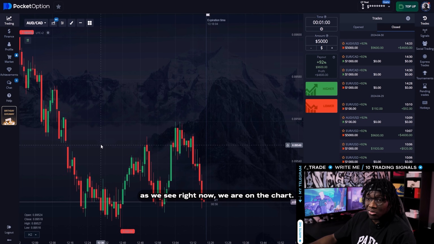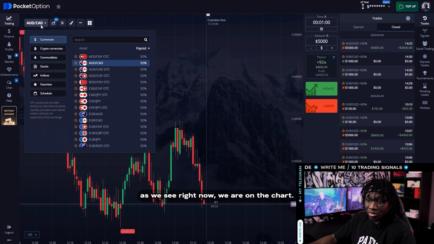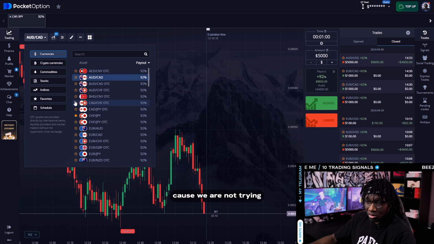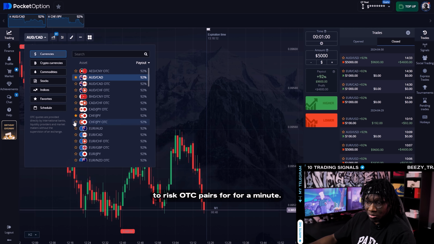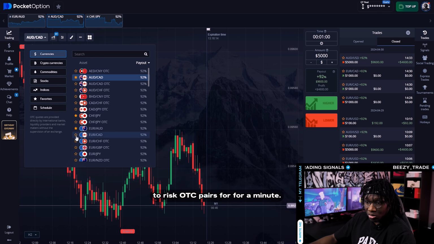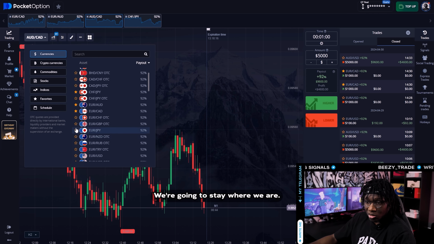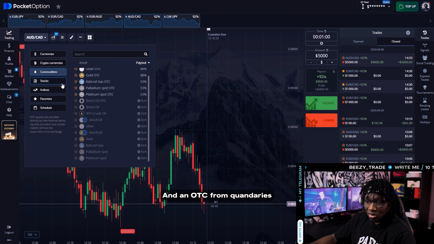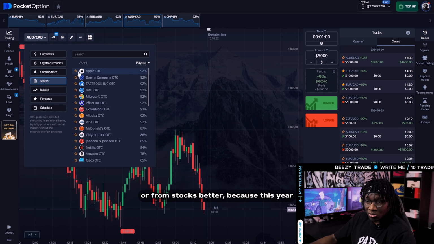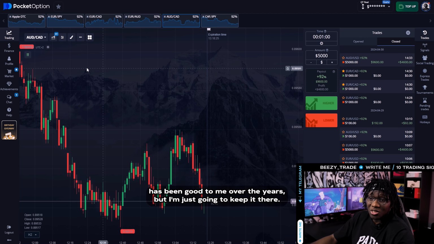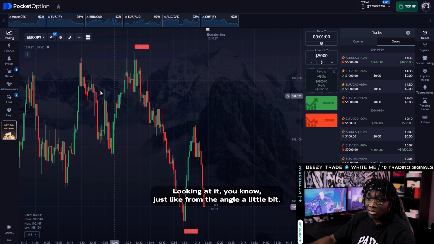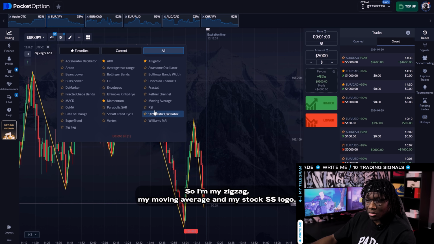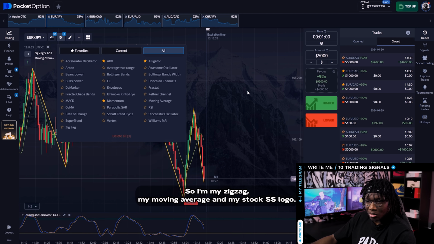So fam, as you can see right now, we are on the charts, and I'm gonna add only regular pairs because we are not trying to risk OTC pairs for a minute. We are adding OTC from commodities or from stocks, better, because Apple OTC has been good to me over the years, but I'm just gonna keep it there, looking at it, just from the angle a little bit. So I'm gonna add my zigzag, my moving average, and my stochastic oscillator.